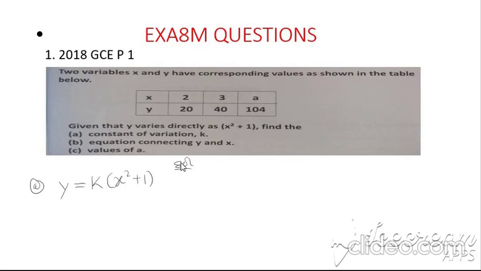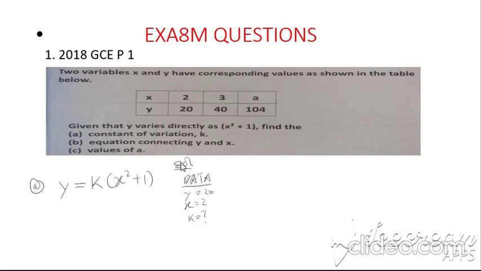And then the question is saying find the constant of variation. So now how can I find it? I need to know what my y is and my x in this question. K, it's what we're looking for. So here you can come to the table, you look where you have been given the value for x and for y. So here I'm having 2 for x, so x is equal to 2, and for y you can use 20 like that.